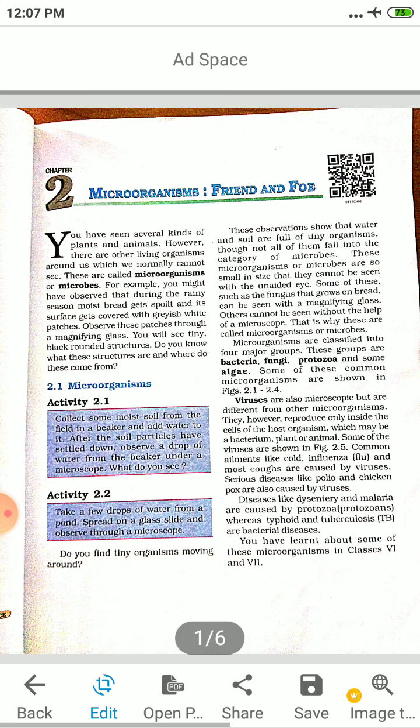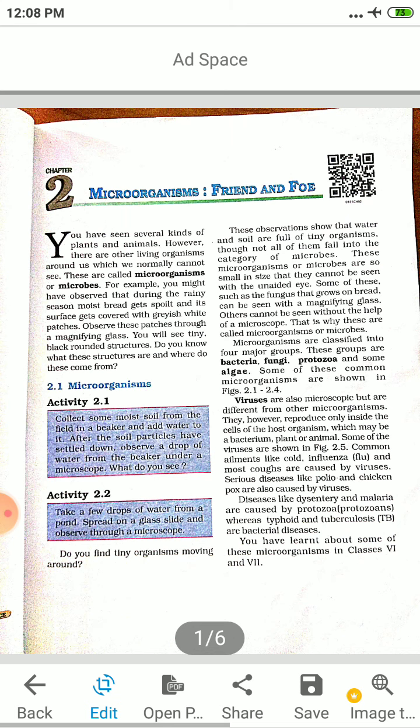Common ailments. Ailments means diseases, like cold. Cold means what? Cough and cold, running nose, influenza or flu. In flu, what happens? You suffer from fever. Most coughs are caused by virus. Serious diseases like polio and chickenpox are also caused by virus. Diseases like dysentery and malaria. Dysentery means loose motion. Malaria, you know what it is. You develop fever, you can't eat well. These are caused by protozoa, that is protozoans, whereas typhoid and tuberculosis are bacterial diseases.